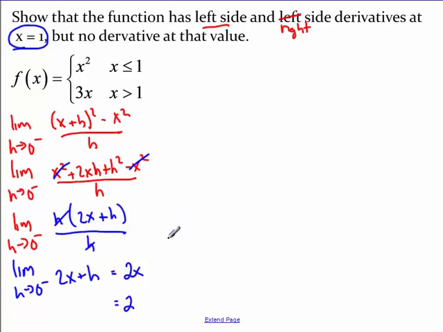Now, I didn't think about it. I could have used that other definition if I wanted. For some reason, I just chose to use the x plus h one. That's the one I'm really used to using. Okay, now let's do the right side derivative. Let's do the right side derivative with the other definition. Doesn't matter which definition you use.